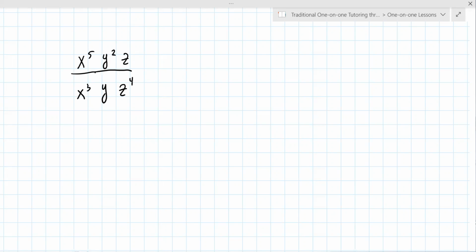Okay, I got x to the power of 3, and then y to the power of 1, and then 1 over z to the power of 3.